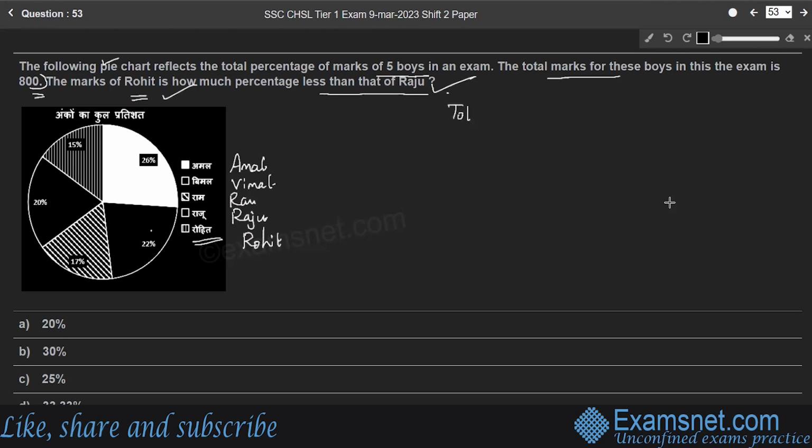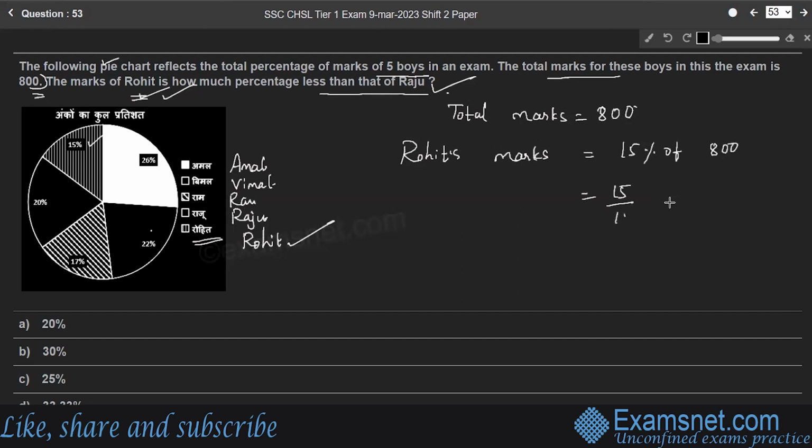Here, total marks is 800. In that, Rohit's marks, or marks obtained by Rohit, is this part, 15%. So 15% of total marks, which is 800, is nothing but 15 by 100 into 800, which is 120 marks. Rohit obtained 120 marks.